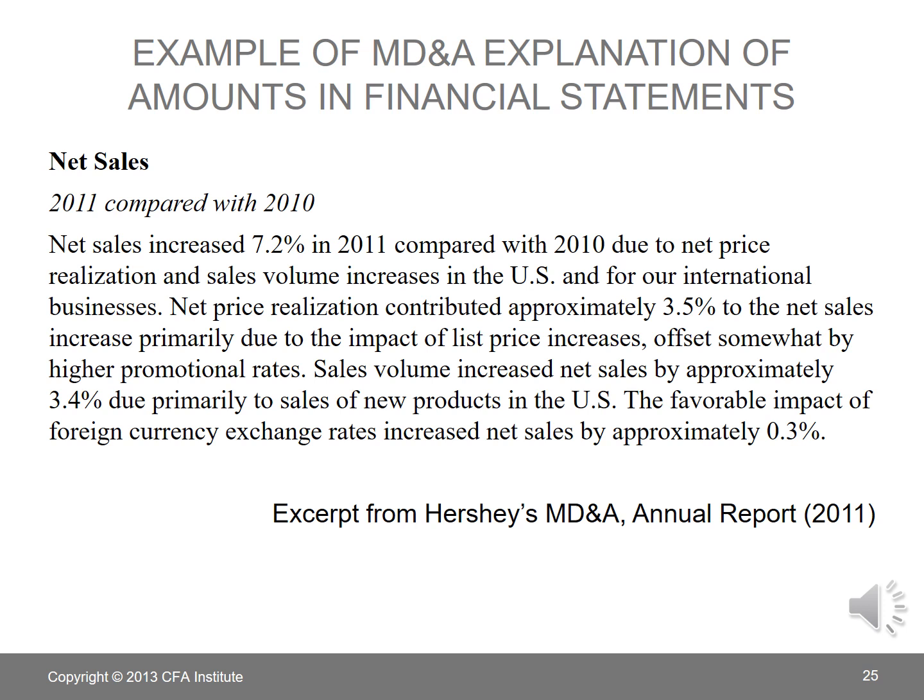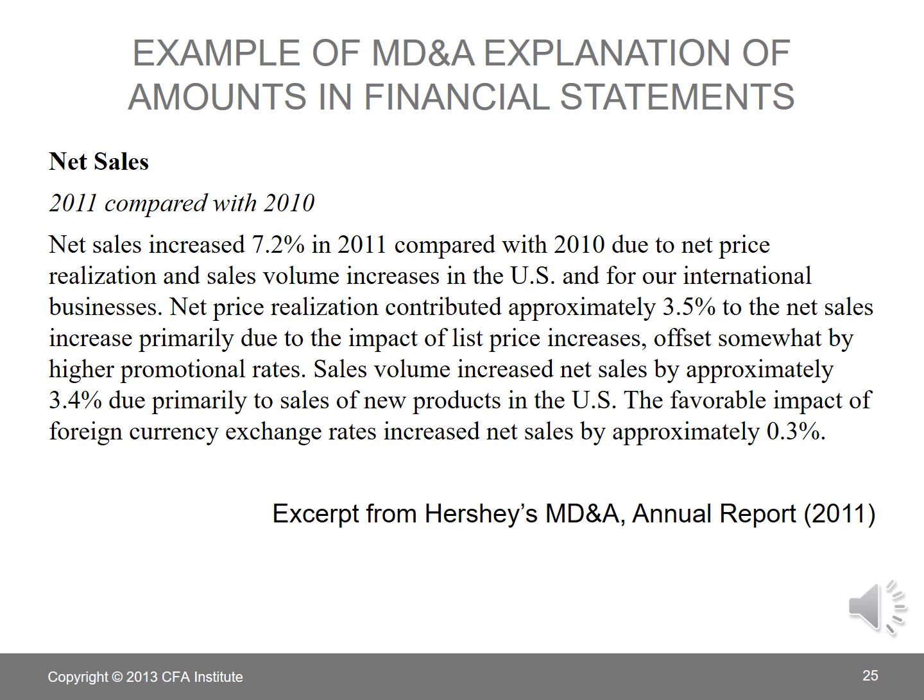Here is an example of MD&A explanation of amounts in financial statements from, again, our favorite company, Hershey. I'm pretty sure most of you would like some chocolate right now. This excerpt from Hershey's MD&A illustrates an explanation of the components of the company's 2011 sales growth of 7.2%. Okay, sales growth attributable to price increases was 3.5%, to volume was 3.4%. Okay, and to favorable impact of foreign currency exchange rates was 0.3%.